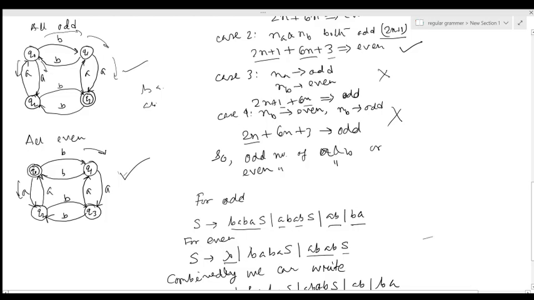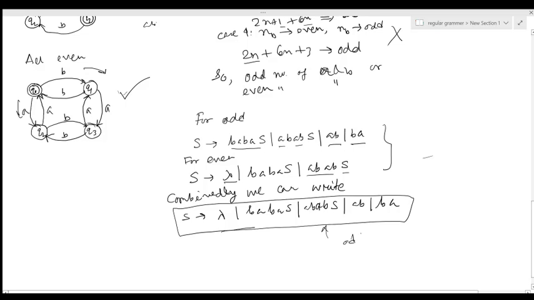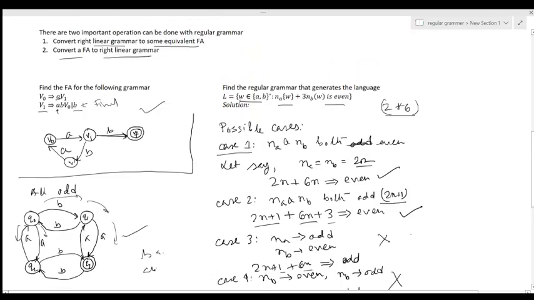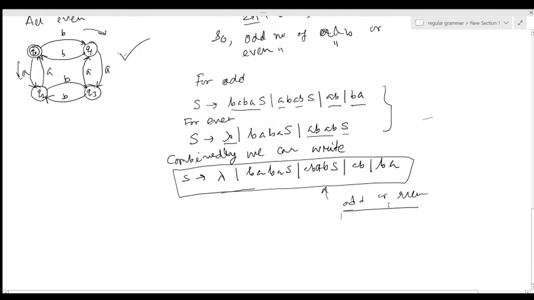So in both the cases, we actually find our desired regular grammar for the said problem. And now if we merge these into a single grammar production rule, then obviously it includes both the odd and even conditions. So this is the way we can convert from a regular grammar to an NFA, FA, or from a finite state automata to a regular grammar. So thank you.